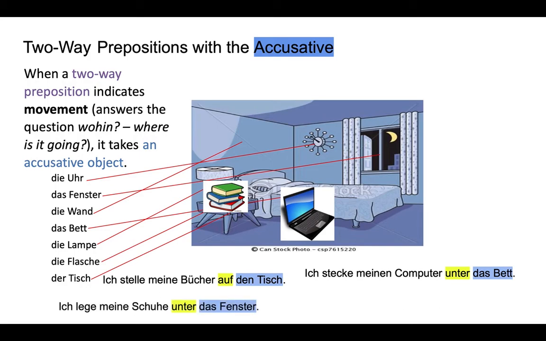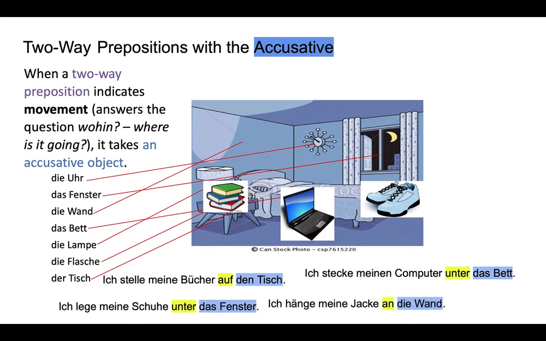Ich lege meine Schuhe unter das Fenster. Again, I move them there, so das Fenster, das doesn't change in the accusative case. And ich hänge meine Jacke an die Wand. There it goes. I hang it there. It's moving there. Die does not change in the accusative case.